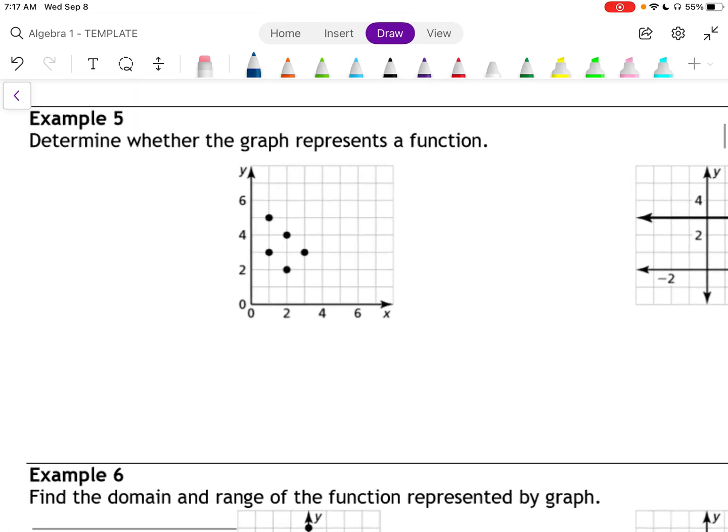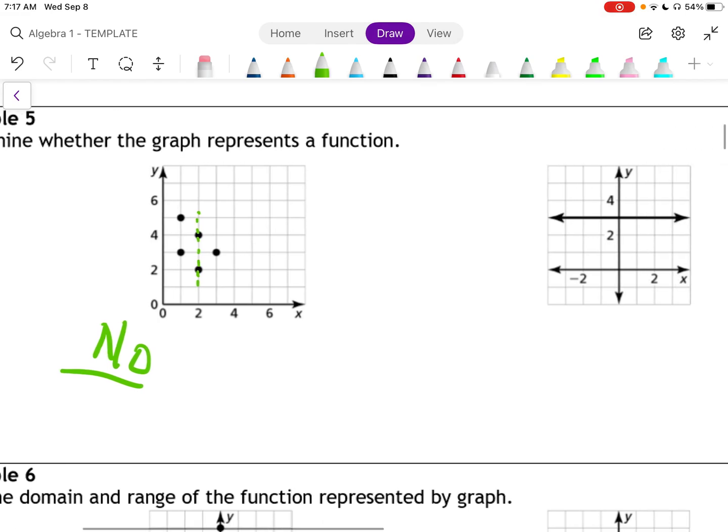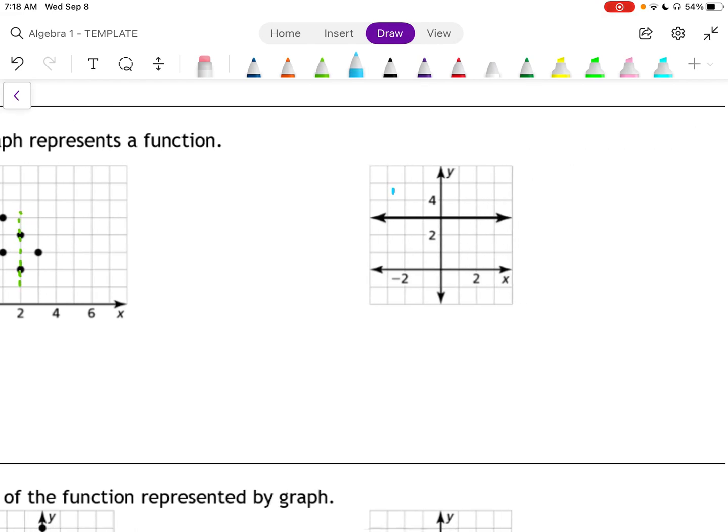Example 5. Determine whether the graph represents a function. Well, right there, I can draw a vertical line touching 2 points, so this is not. I'm just going to say no. And then this one here, I can draw vertical lines all over this thing, and it would never touch it twice. This is a function.